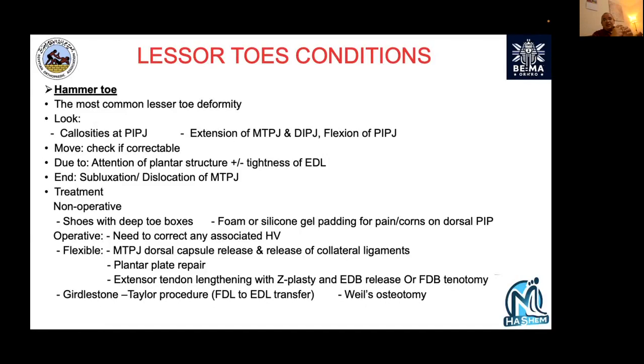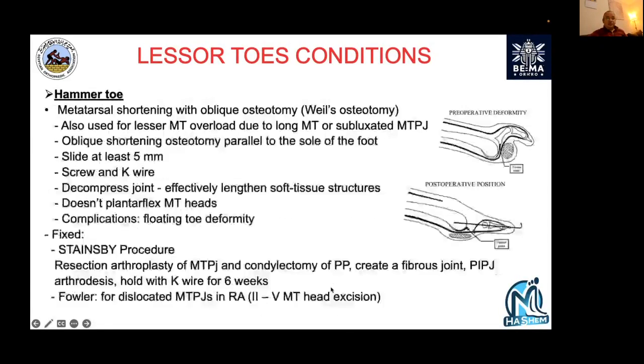If the joint is still stable, we still have a chance with tenotomy and release. If the joint is not stable, we don't have an option except Stensby. Definitely, we start with some non-operative treatment, give the patient some padding, a wide toe box, an extra-depth box. And if the patient doesn't respond, the option we have is either release if still flexible, or plantar plate repair, especially if the patient is young and it's not rheumatoid. And if none of this helps, we go for either a Weil's osteotomy or a Stensby.